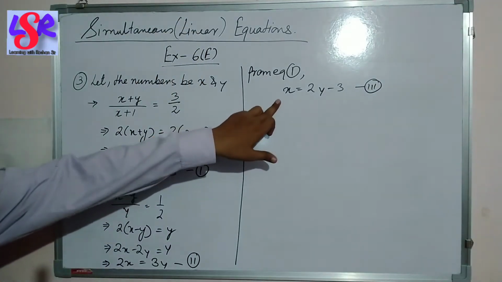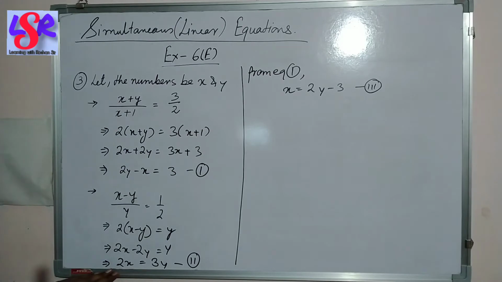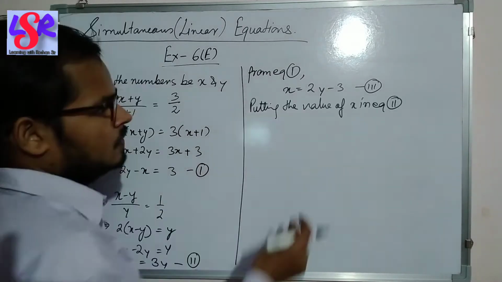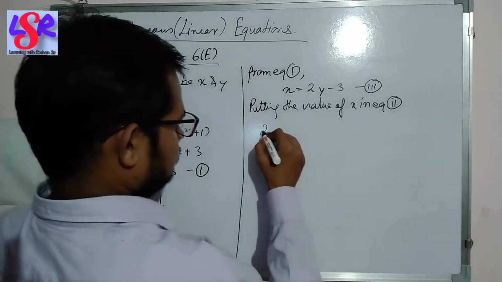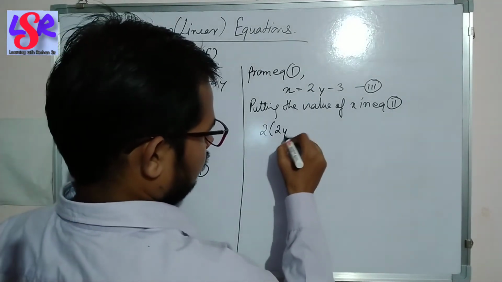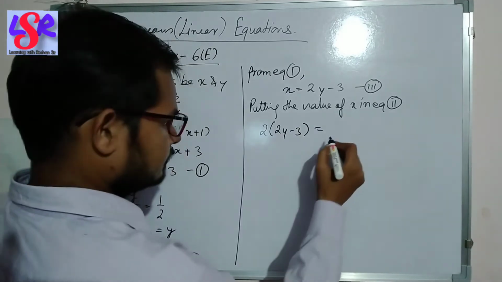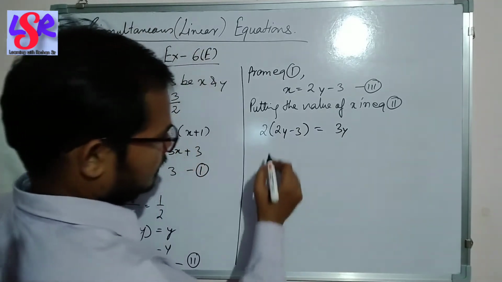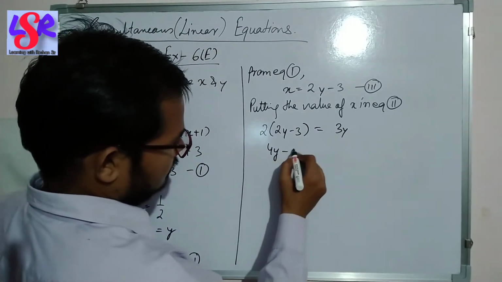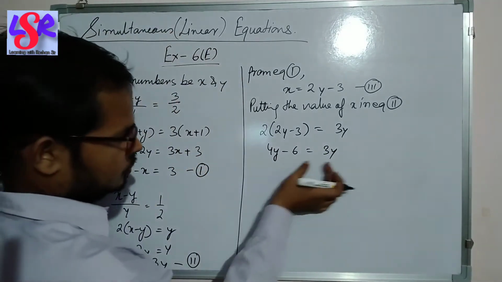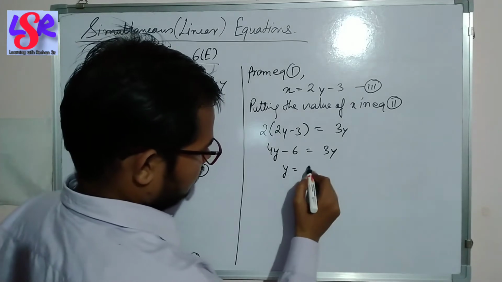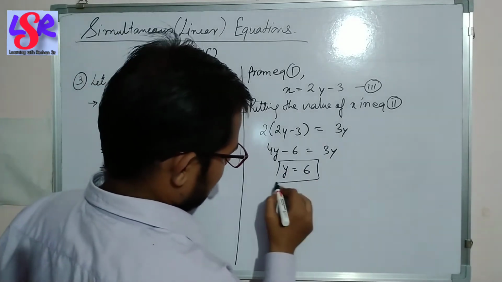Now place this value of x over here. Putting the value of x in equation number 2, we get 2 into (2y minus 3) equals 3y. Now open the bracket, this will be 4y minus 6 equals 3y, and on solving it, this will become y equals 6 as the value of y.